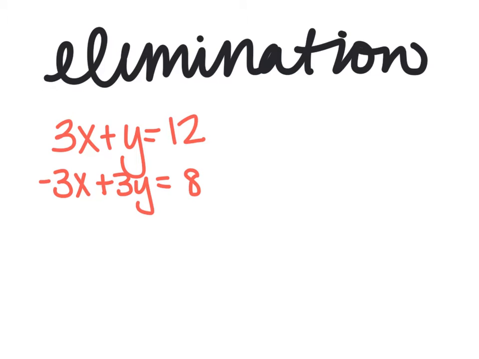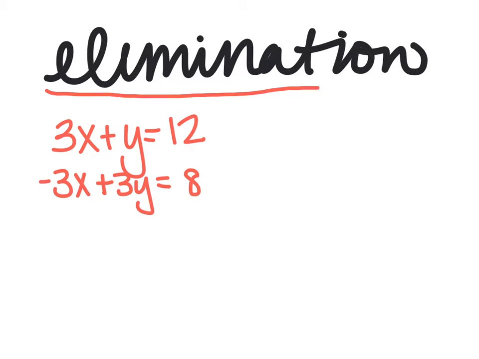So we learned today about two different topics, elimination and substitution. The idea of elimination is that we eliminate a variable. So if you look at this situation, this system of equations I've given you, you have 3x plus y equals 12 and negative 3x plus 3y equals 8.